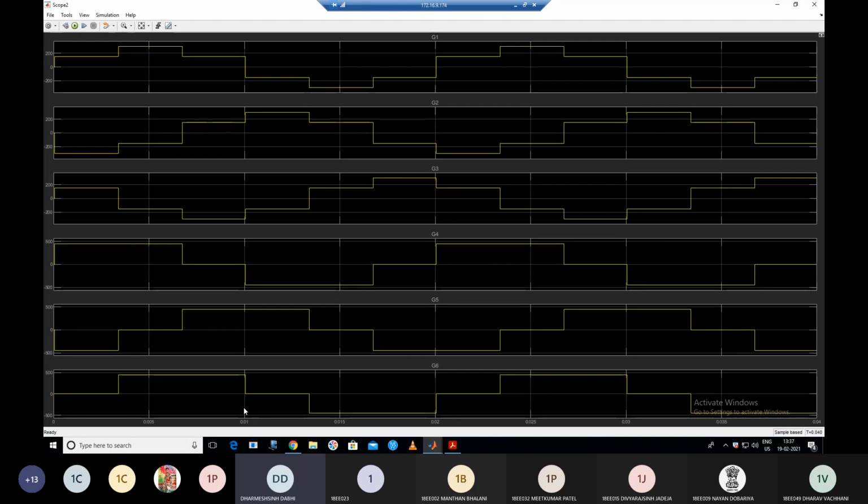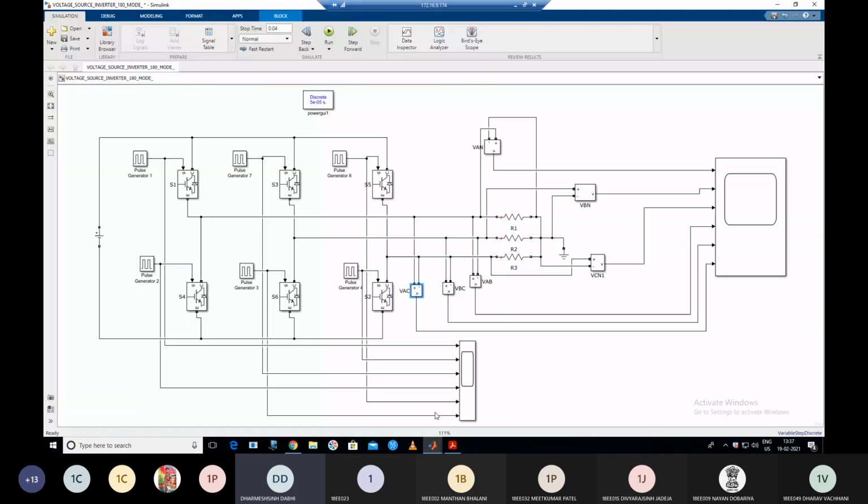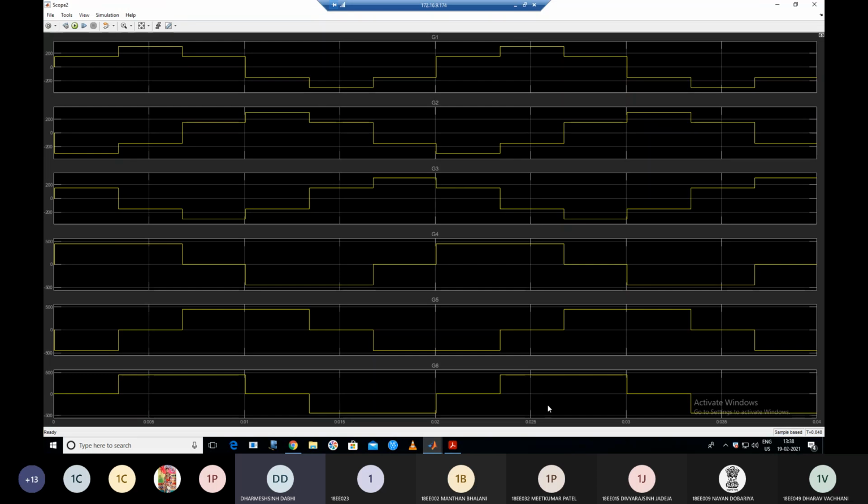So you can see that the phase voltage and line voltage we get by the simulation are the same as we get in the theory. Okay, all of you understand this simulation of 180 degree mode? Any doubt? Any doubt to anyone? Sir, please show the waveforms once again. Okay. Let's see this waveform and please verify it with the theoretical waveform.